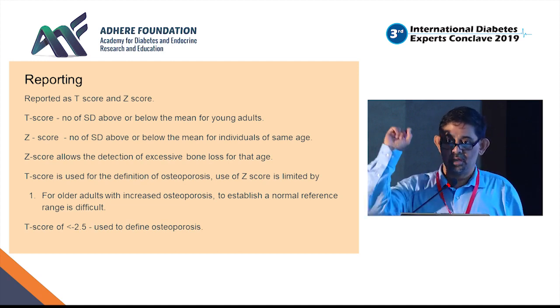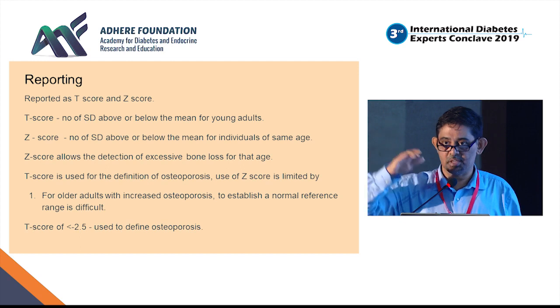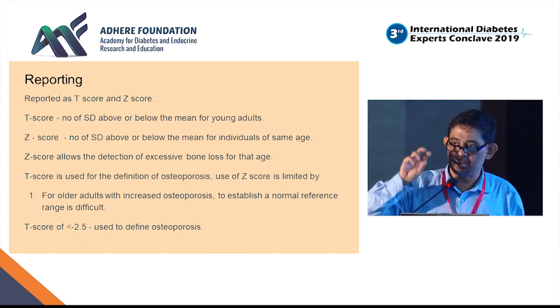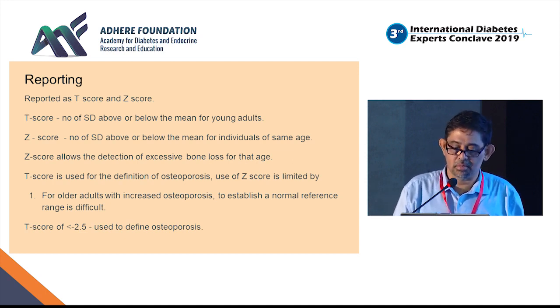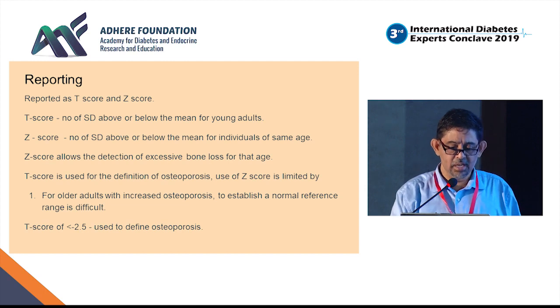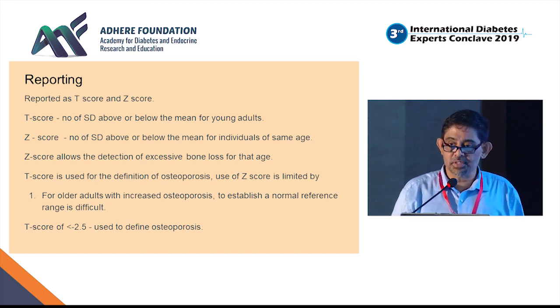This is a specific number because, irrespective of the age of the patient, it is compared against a young adult mean, and this is the basis for diagnosing a patient as having osteoporosis. We have already discussed that. These machines also give you a Z-score, which is actually in comparison with other people of the same age group.